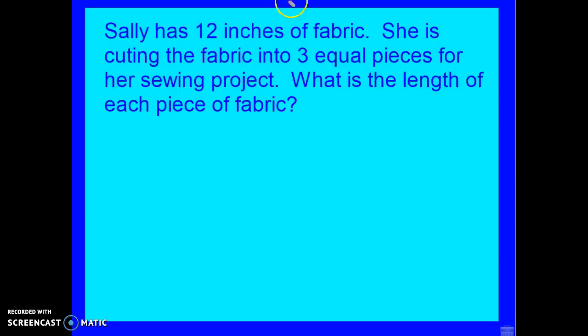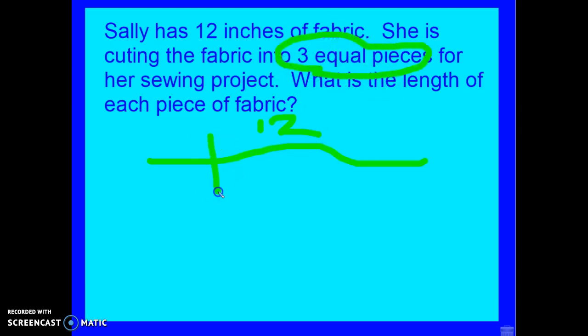Okay, the second problem for today says Sally has 12 inches of fabric. She's cutting the fabric into 3 pieces for her sewing project. What is the length of each piece of fabric? So you're taking a big number, 12 inches, and you're dividing it into 3 equal pieces. Okay, so you have 12 divided by these 3 areas here.